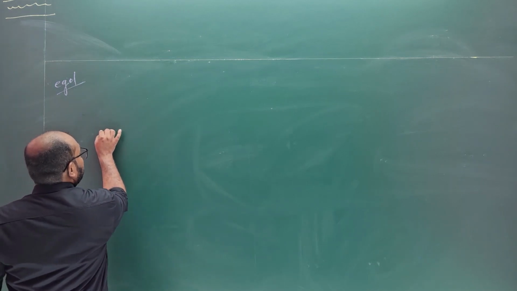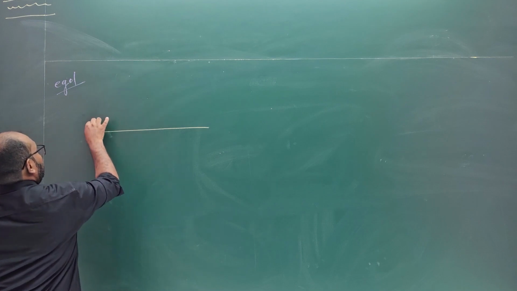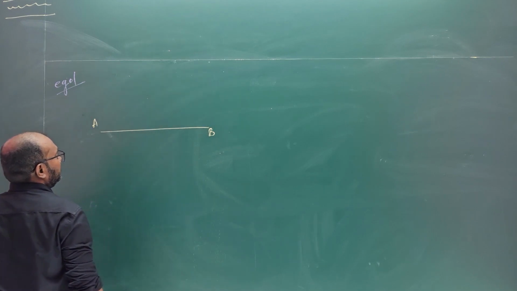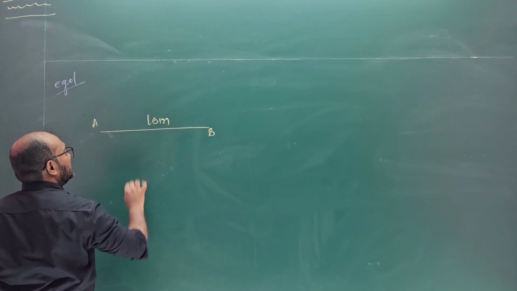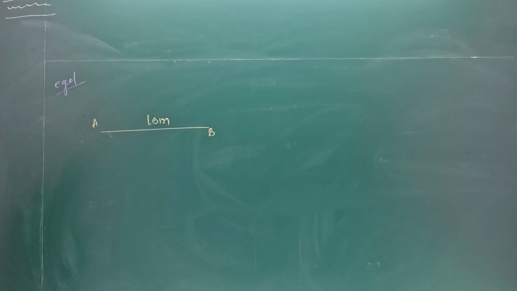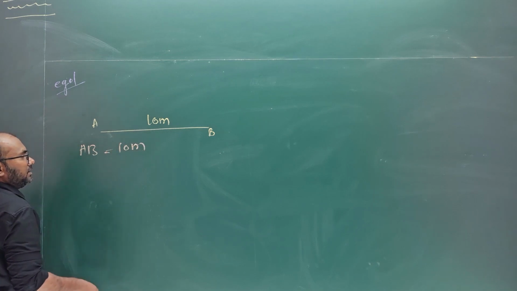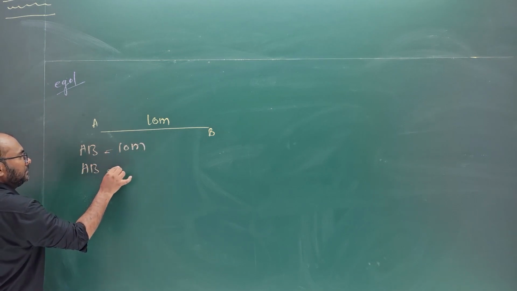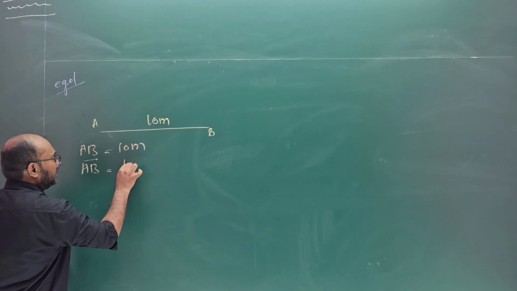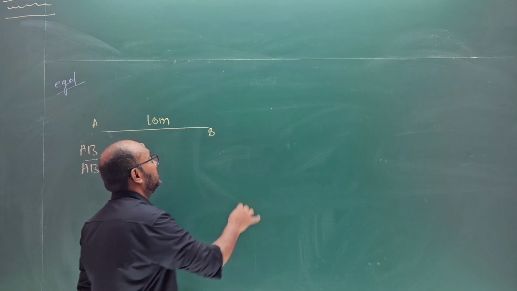Now consider A and this is B. Total distance is what? 10 meters. What is the distance AB? 10 meters. Displacement? Also 10 meters. Yes. Let us move ahead to example number 2.